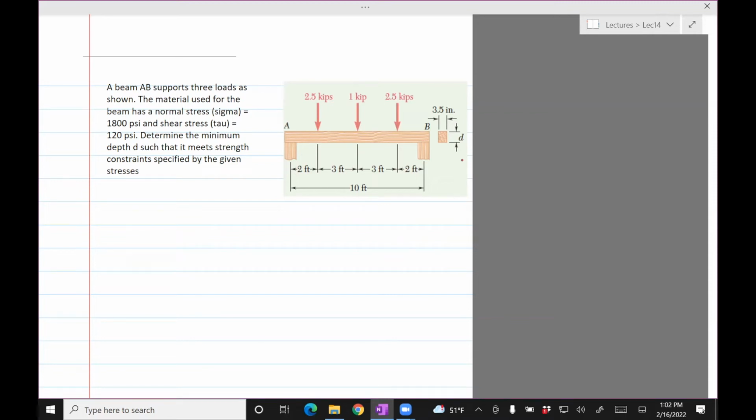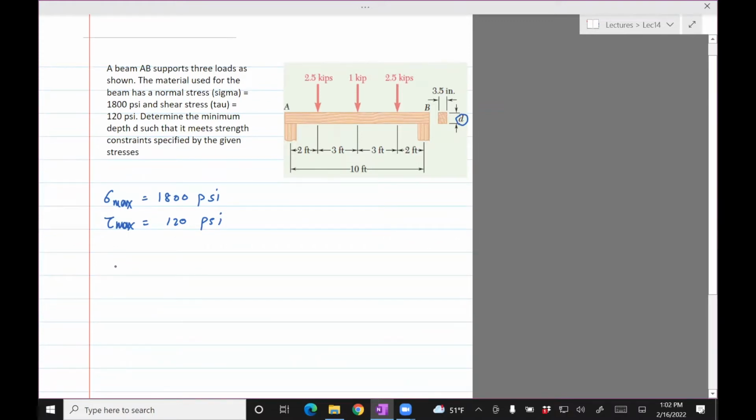Okay, so a beam supports three loads as shown. The material used for the beam has a normal stress, so sigma max is 1800 psi, and shear stress of 120 psi. Determine the minimum depth D, shown here, such that it meets strength constraints specified by the given stresses.